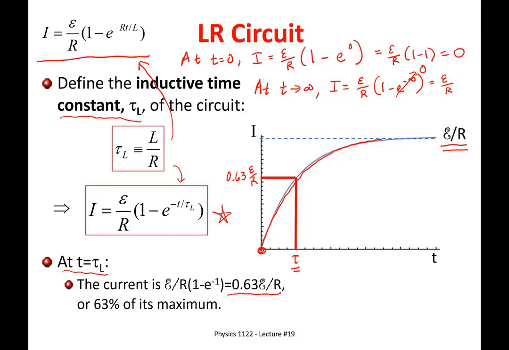One thing to notice about the time constant is that it is proportional to the inductance. So if we have more inductance in the circuit, the time constant is going to rise, and it's going to take longer for the current to build up to its maximum.